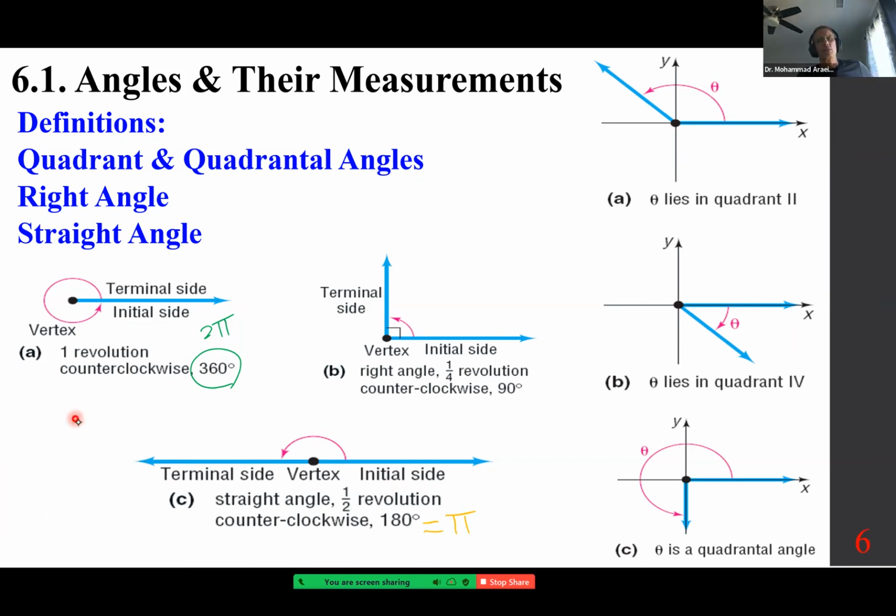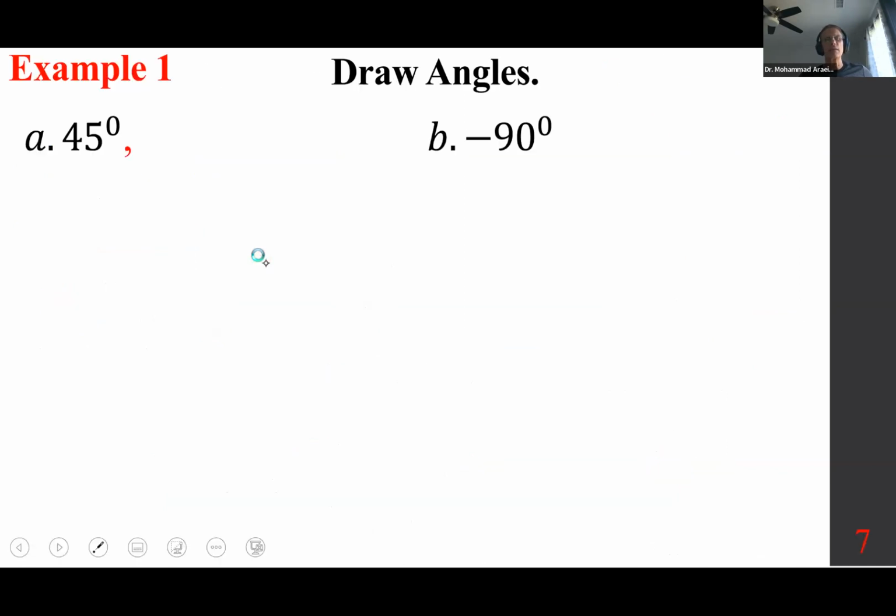All right, so we've looked at quadrants, quadrantal angles, right angle, straight angle. We've looked at the standard position of an angle, positive going counterclockwise, negative going clockwise. Let's look at some examples.